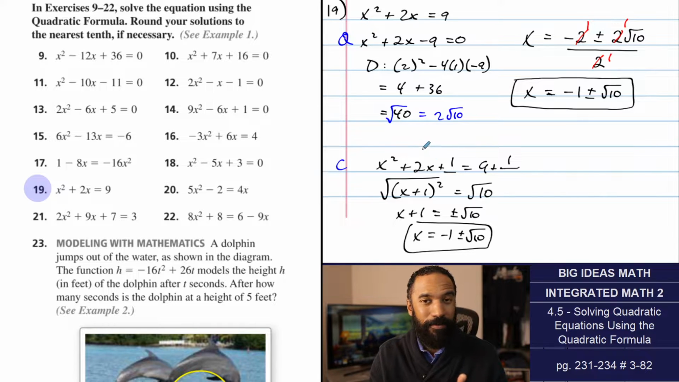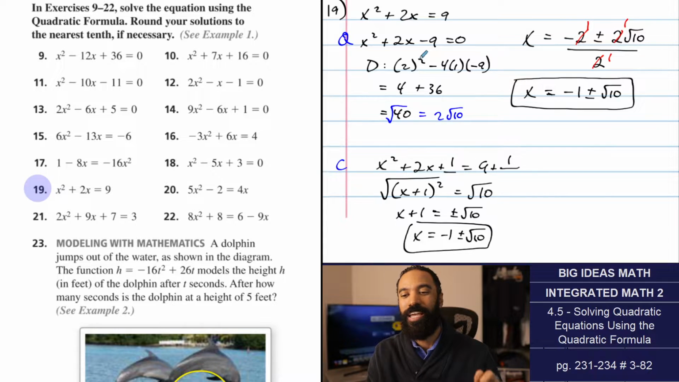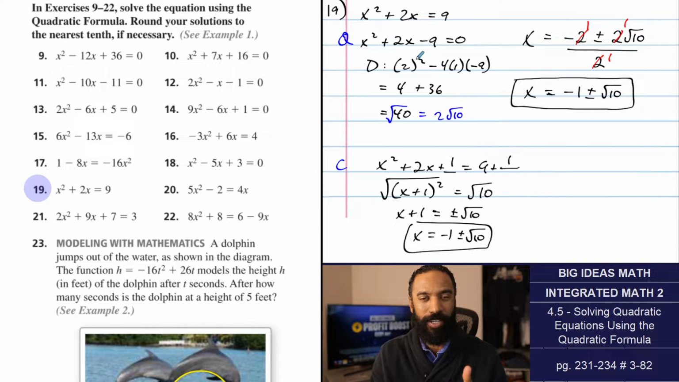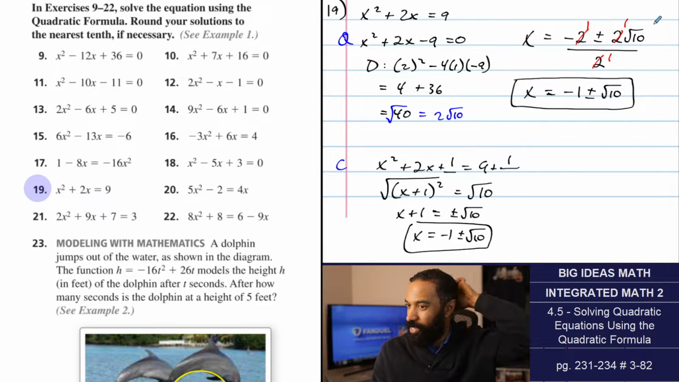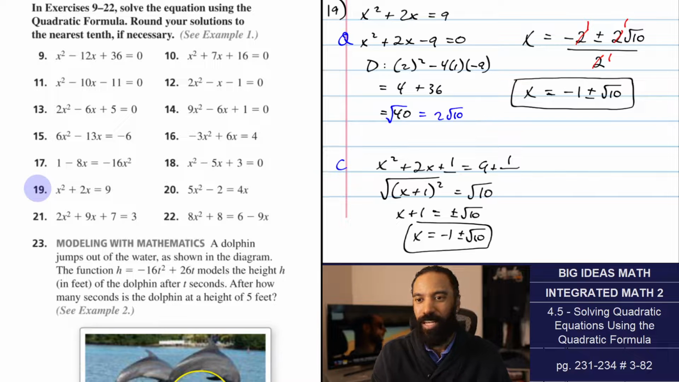But don't tell me that completing the square isn't more efficient in this situation. Significantly less work. Didn't have to simplify a radical, or at least not as big of a radical if I did. Didn't have to reduce a fraction. If you learn completing the square, guys, there is benefit to it.